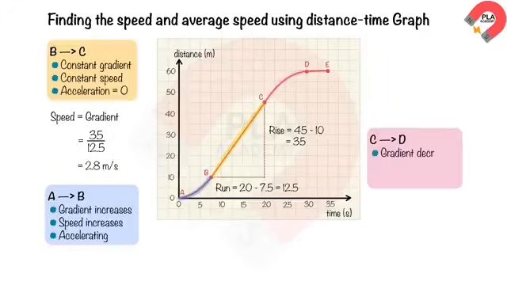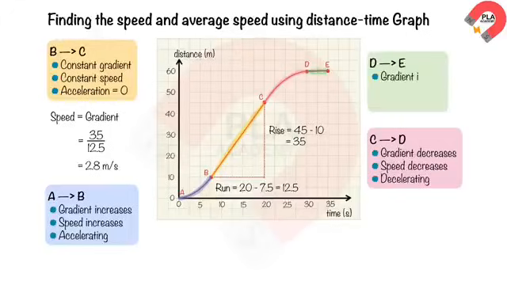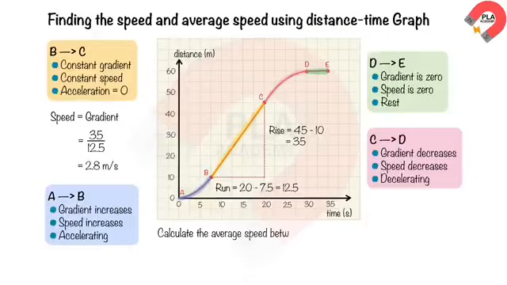Between C to D shows that the gradient is decreasing, so the speed is also decreasing, and the object is decelerating. Between D to E shows that the gradient is 0, so the speed is 0, no acceleration, and the object is at rest.